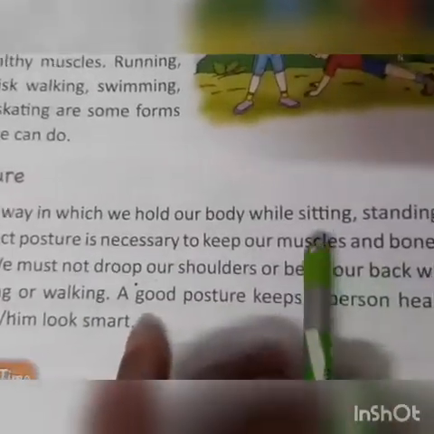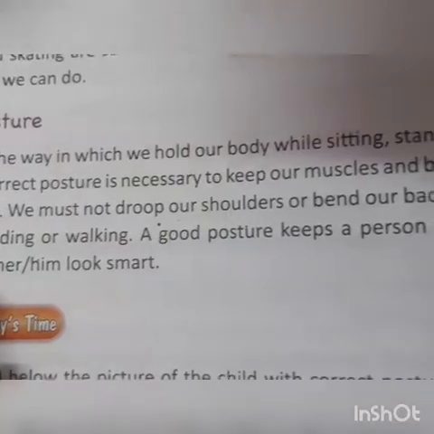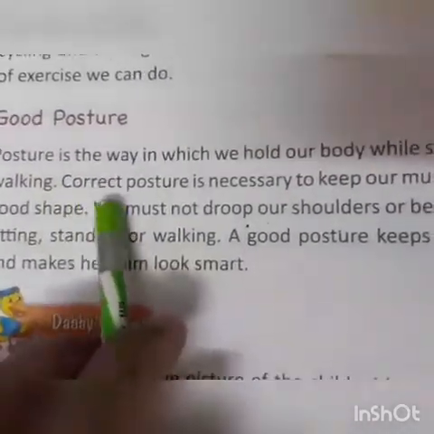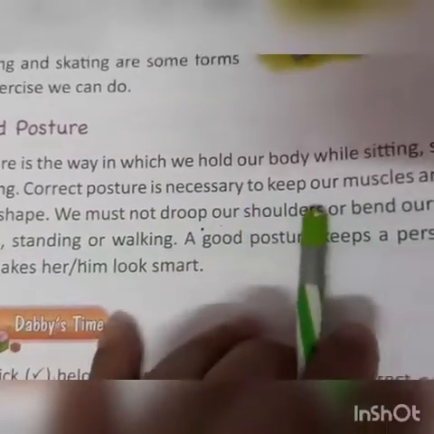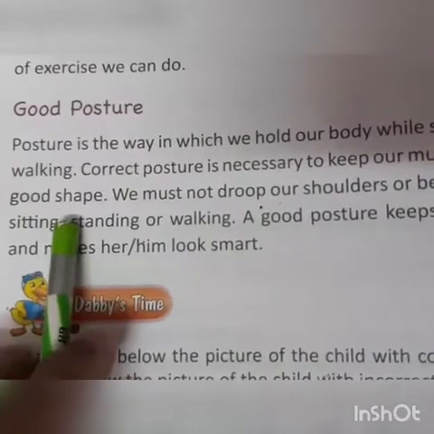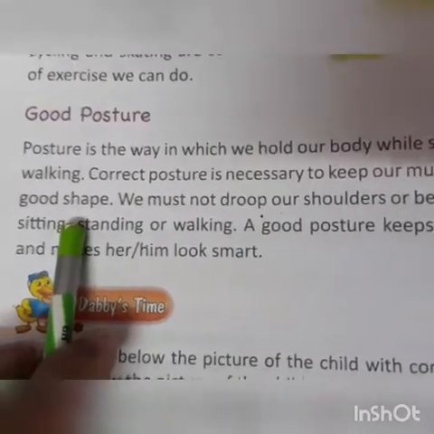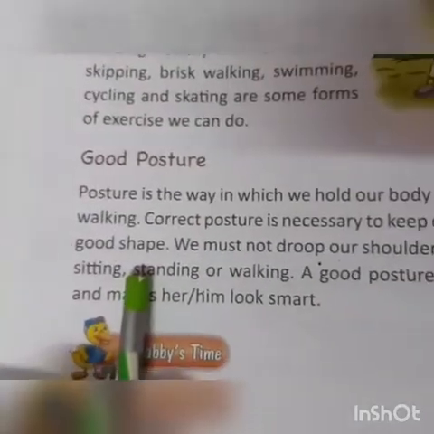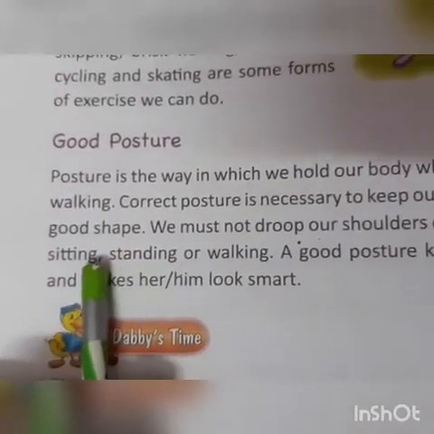कब का पॉस्चर ध्यान रखना चाहिए? सिटिंग, स्टैंडिंग और वॉकिंग. मतलब बैठते वक्त, खड़े रहते वक्त और चलते वक्त. Correct posture is necessary to keep our muscles and bones in good shape. If our postures are not correct, the position in which we stand, sit or walk is not correct, then our body and the muscles will not be in good shape.